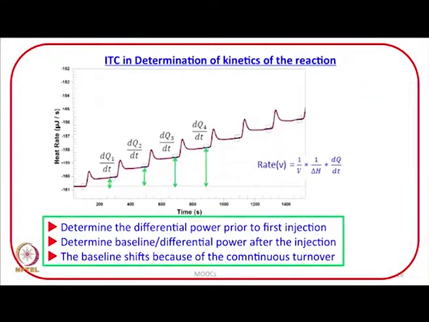Not only in addressing the thermodynamics of a process, we further discussed that isothermal titration calorimetry is very important in determination of the kinetics of the reaction. The rate of the reaction is connected with the enthalpy change and also the heat rate, that is the rate of flow of the heat.